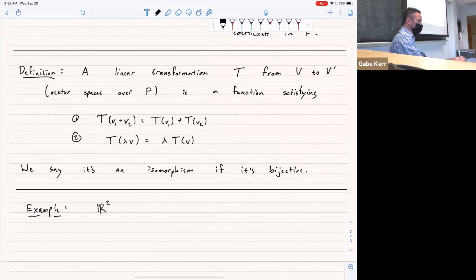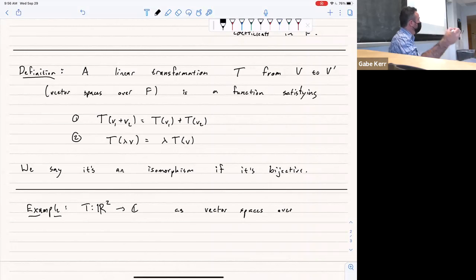R2, find T from R2 to C as vector spaces over R. So you really need to, everything is dependent on the field you're working over. When I say over, I mean each of these are regarded as vector spaces with the field R.